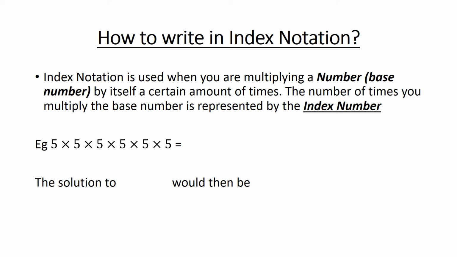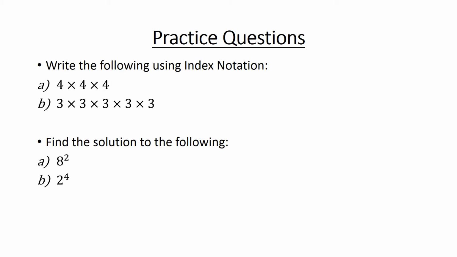So if we look at our example, we've got 5 times 5 times 5 times 5 times 5 times 5. We can see that the base number is going to be 5, and there are 1, 2, 3, 4, 5, 6 of them. So 5 times 5 times 5 times 5 times 5 times 5 would in fact be written as 5 to the power of 6. So the solution to 5 to the power of 6 would be 15,625.